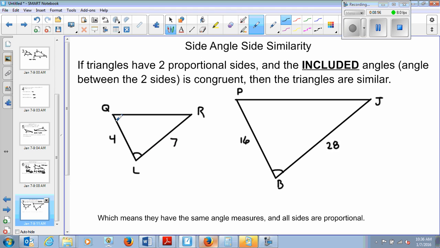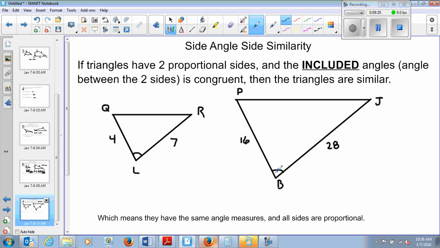If I had angle Q marked here, I wouldn't necessarily be able to say that these were similar because Q is not between 4 and 7. Neither is R. Over in this triangle, P is not between 16 and 28. It's not an included angle. J is also not between 16 and 28. So it's not an included angle. So the only way this works is that the angle is actually between the two sides that we have are proportional. So we need to now check.